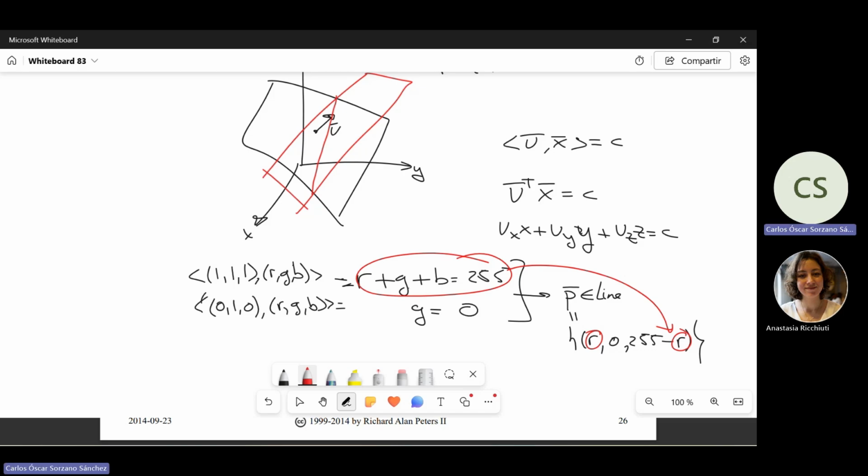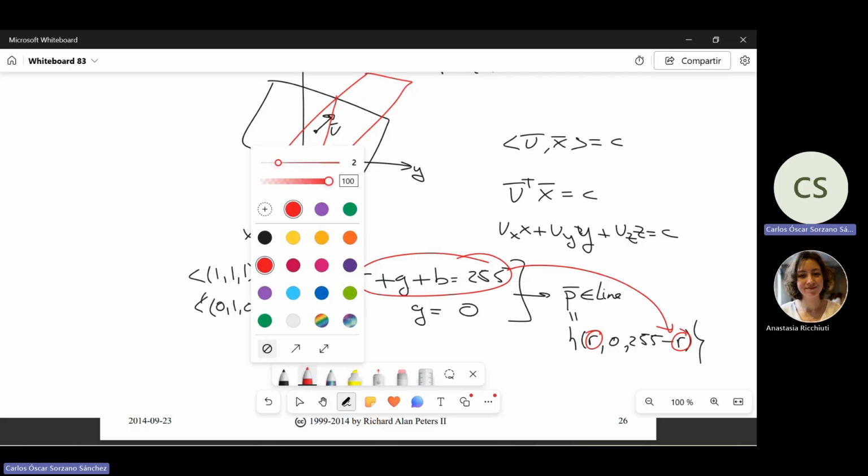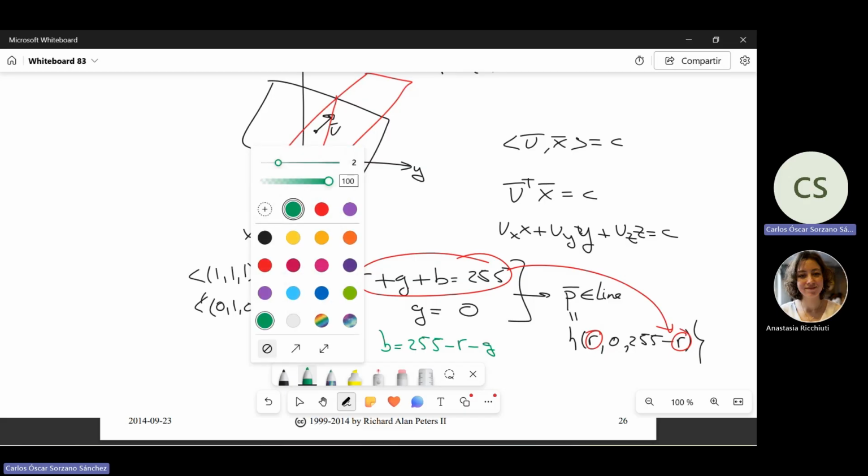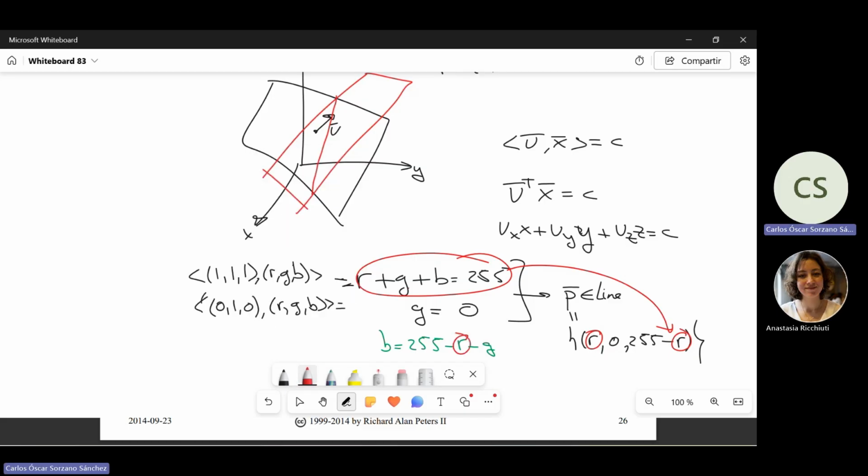This is a plane, because I can solve for B. Let's say B is equal to 255 minus R minus G. So if you give me R and G, then I can compute B. How many degrees of freedom do I have? I can change R, I can change G. But because I'm intersecting with another plane, now I cannot change G anymore. So that is why it becomes a line.